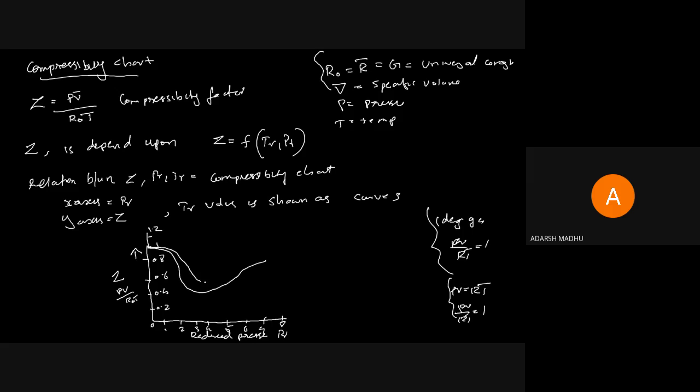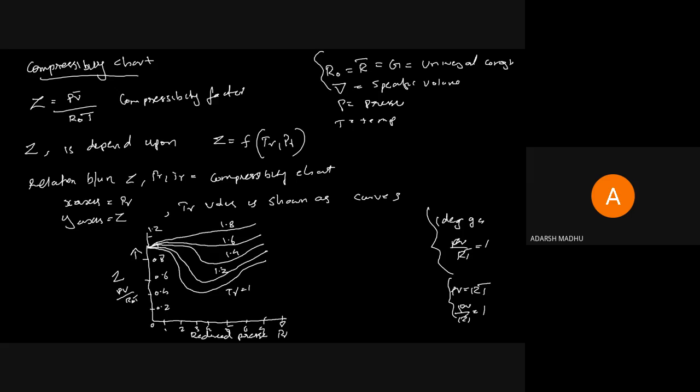These are the curves of TR. TR equal to 1, 1.2, 1.4, 1.6, 1.8, 2, 2.2, like that. These TR values are shown as the curves.